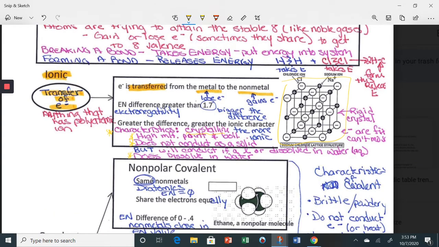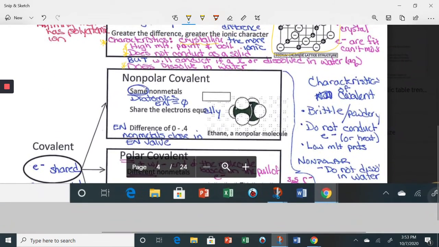So that's ionic. That is one type of bond. Then we're going to move on to the next type of bond called covalent.